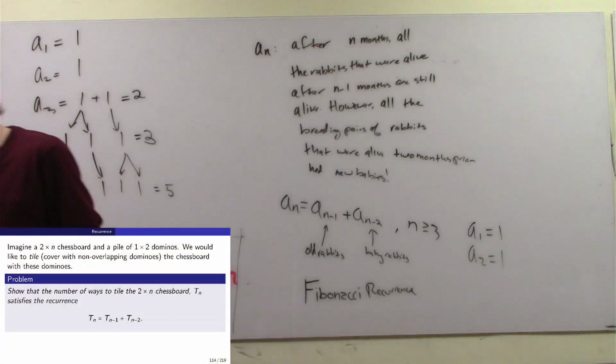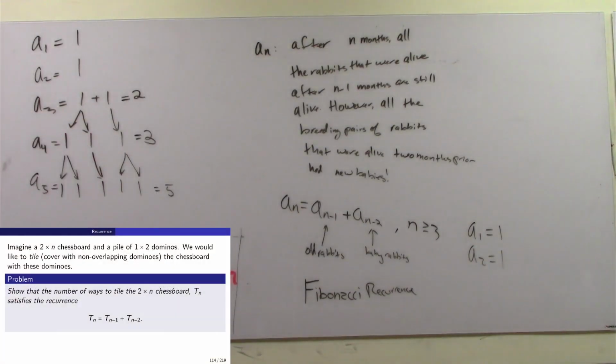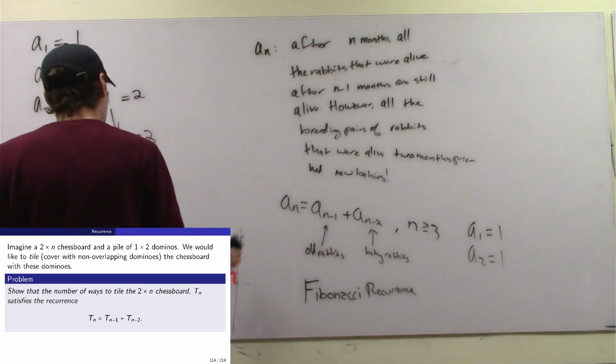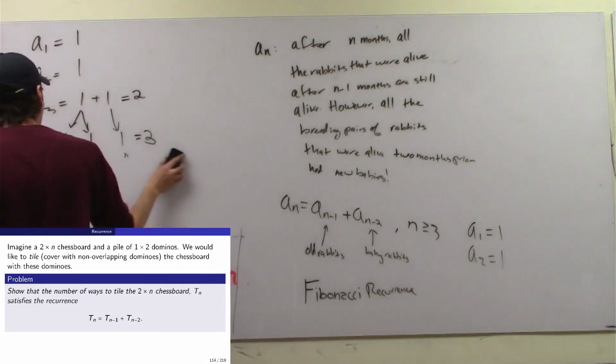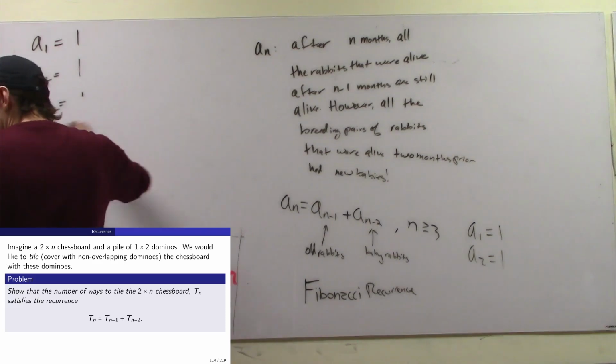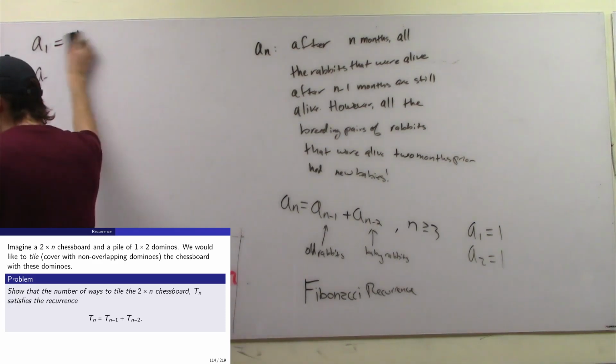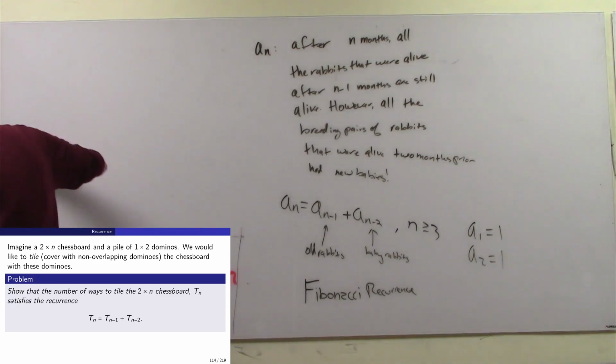All right. So the question is here as follows, while I erase. Imagine that I have a 2 by n chessboard and a pile of 1 by 2 dominoes. So I'd like to tile, which means cover with non-overlapping dominoes, this chessboard with the dominoes.